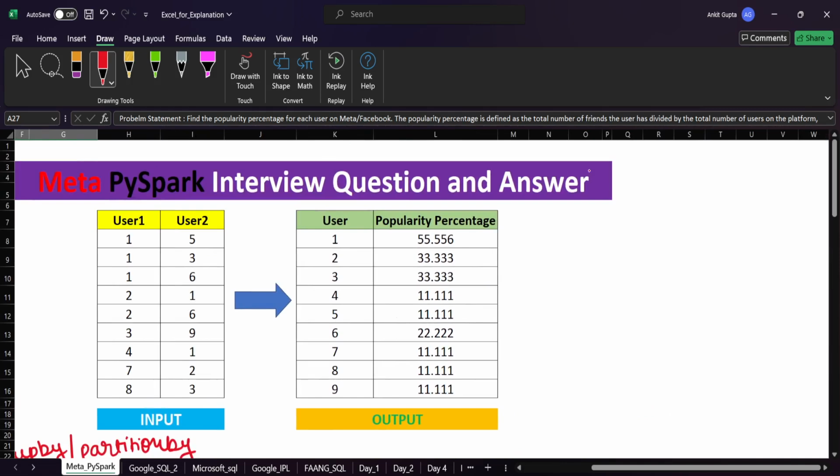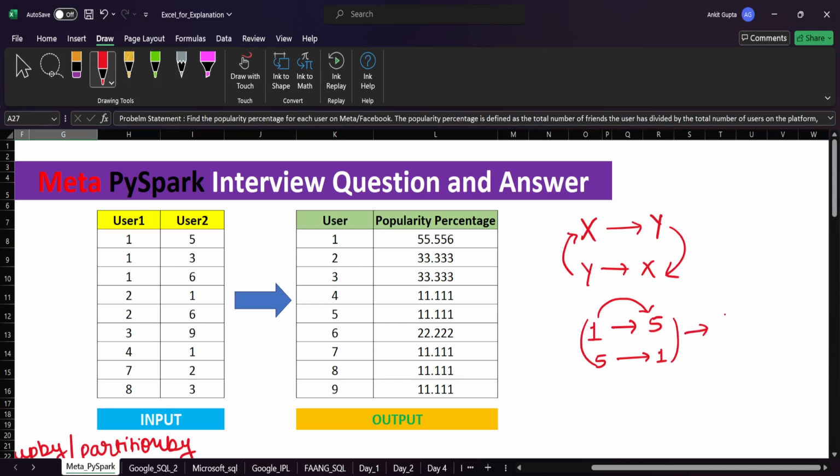If we have X and Y, and X says, hey, I'm a friend of Y, like X says my friend is Y, then Y can also say, hey, my friend is X, right? This is true. Similarly, here we have 1, 5. So 1 is saying, hey, I am a friend of 5. Then 5 can also say, I am a friend of 1, right? So this will generate all the combinations, right?